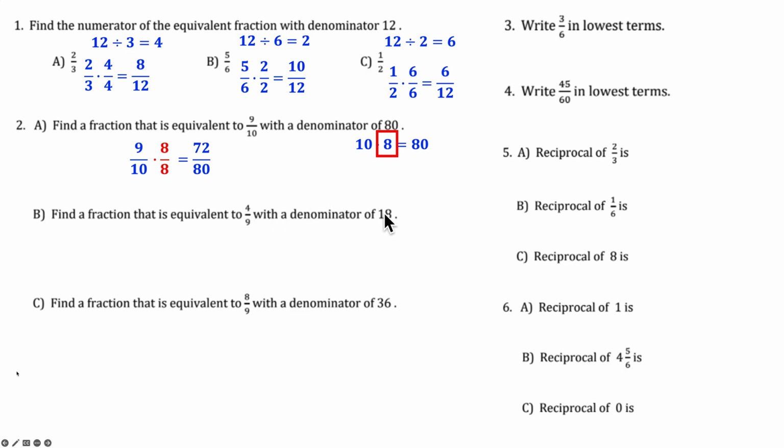So 4 ninths with a denominator of 18. 18 has 9 and 2, so we have the 9. We need to multiply it by 2, top and bottom. So 8 over 18. 8 ninths, equivalent denominator 36. Well, 36 has the factor of 9, which means it's 9 and 4. That 4 gets multiplied top and bottom. 32 over 36.